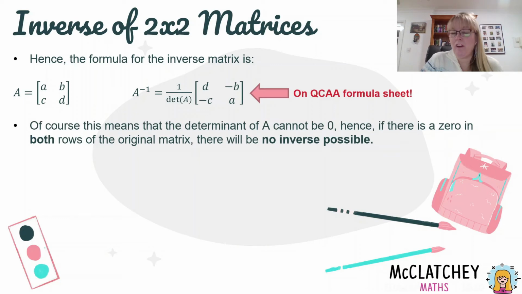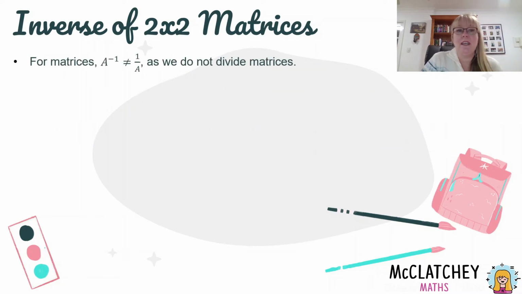Now, something to be aware of before we jump into that worked example, is that the determinant of A can't be 0 if we want to find an inverse. So if you've got a 0 in both rows of your matrix, you're not going to get a possible inverse at all. And there are other situations as well where you're going to end up with a determinant of 0 and you're not going to be able to find the inverse.